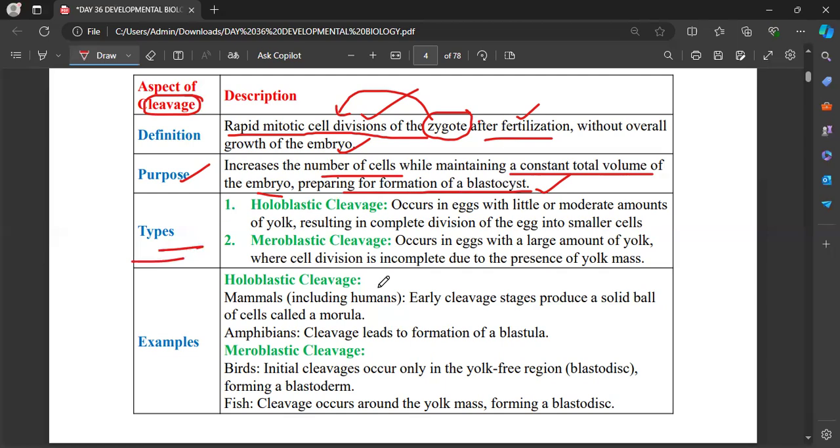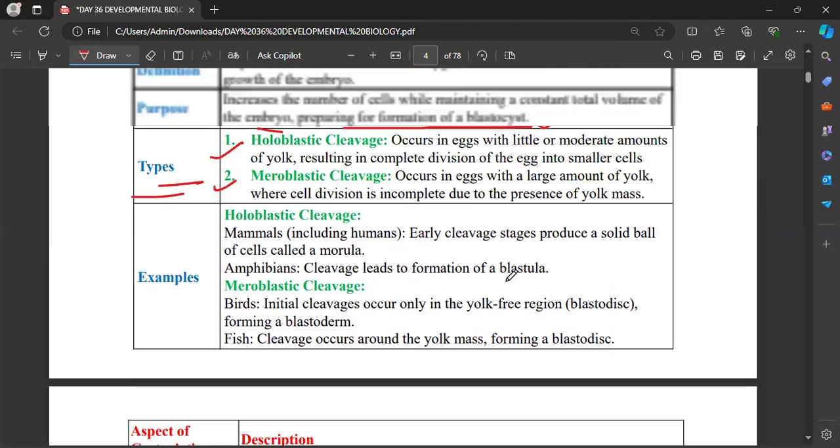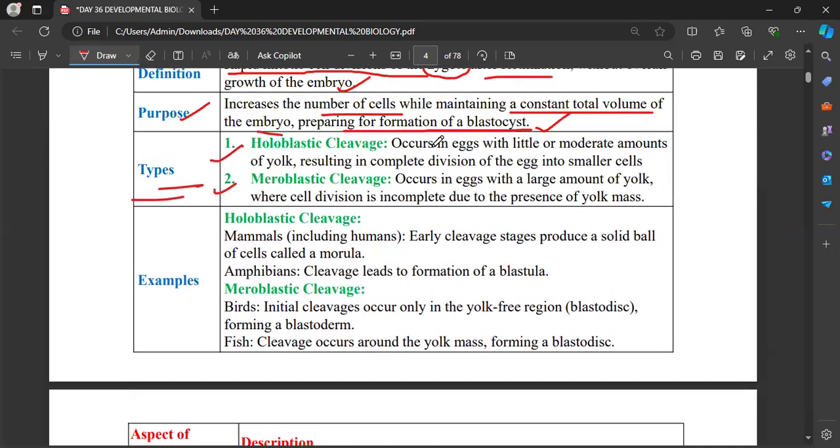Okay, now what are all the types of cleavage? We have different types of cleavage. One is holoblastic and the other is meroblastic cleavage. Not only these, we have a lot of cleavage types. Holoblastic cleavage occurs in eggs with little or moderate amounts of yolk, resulting in complete division of the egg into smaller cells. That is holoblastic cleavage. The word holo means complete. Okay, complete cleavage. The entire zygote undergoes division and it results in the formation of smaller cells.